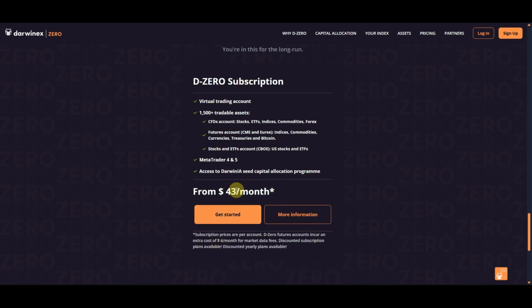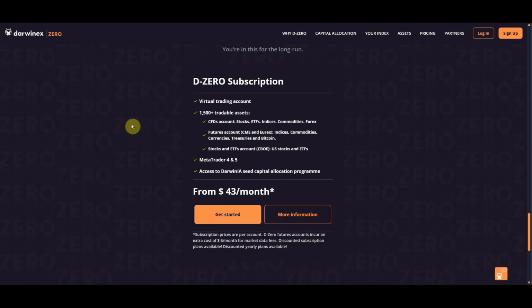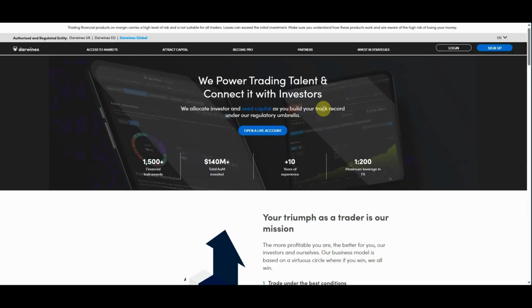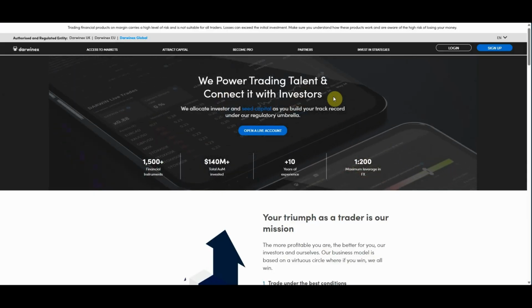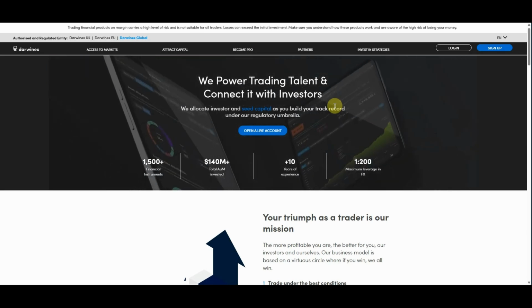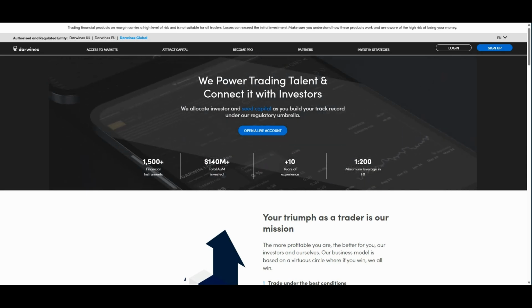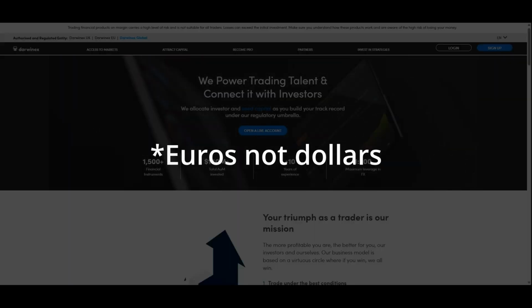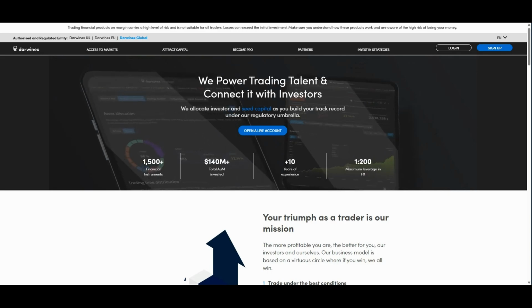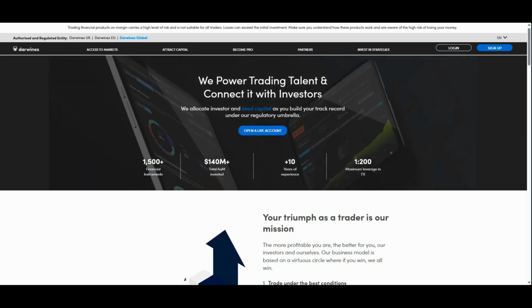However, at $43 a month, if you do have the access to your own capital and you know how to trade properly, it may be better off just going with the regular Darwinex platform, funding your own account and trading as you normally would. That way you get the benefit of your own trading returns as well as the allocations that you get through Darwinex. So there's a minimum balance, I believe, of $500 for personal accounts and €10,000 for corporate accounts. So if you're going to trade under a company, just note that the minimum balance for that is €10,000 or equivalent.